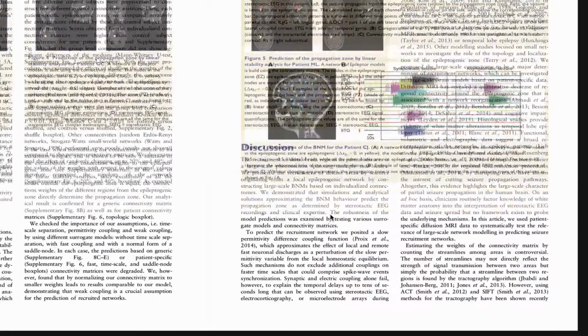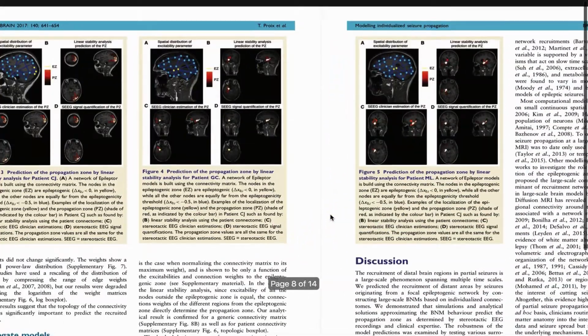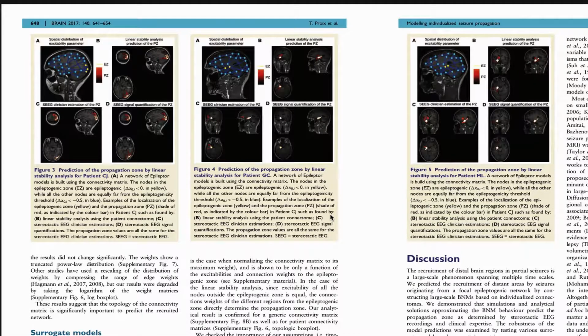On the next slide, we can see the spatial distribution of epileptogenicity for 3 sample subjects. And as you can see, for each subject, they are showing this brain network model, but with different regions which are making up the epileptogenic zone.